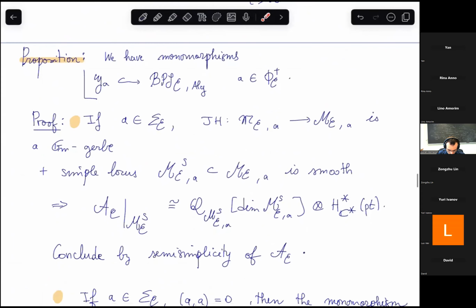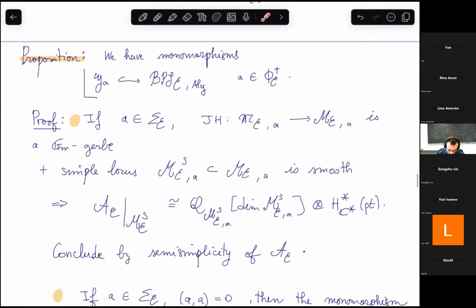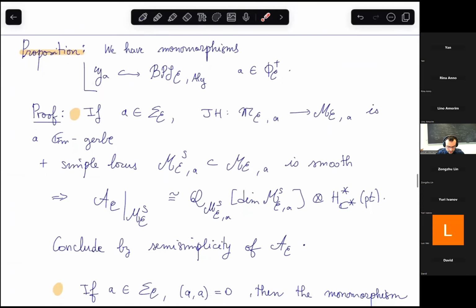So we have to make sure that we have maps from this generator object to the BPS algebra itself. This is the object of this proposition, telling you that for any root, we have a canonical monomorphism from the generator GA to the BPS algebra. Because if you take the zero map, then okay, it's a map, but it's not going to help you very much.